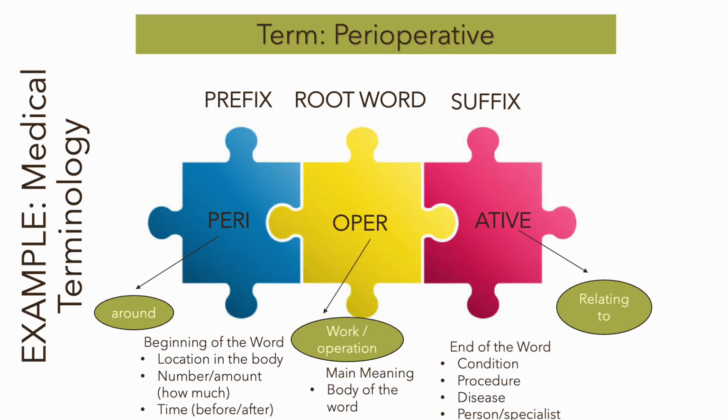Okay, so let's now apply what we've learned. Let's use the word perioperative, and it breaks down into three parts. Peri, which means around. Oper is surgery or the work. So think of operation. Again, just apply your previous knowledge to these words. And then ative is just pertaining to something. So the beginning is around, and the middle is oper, which is operation or the work. And then ative is just relating to the operation.